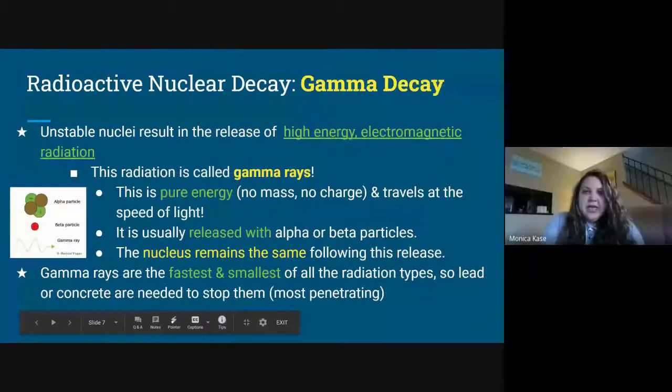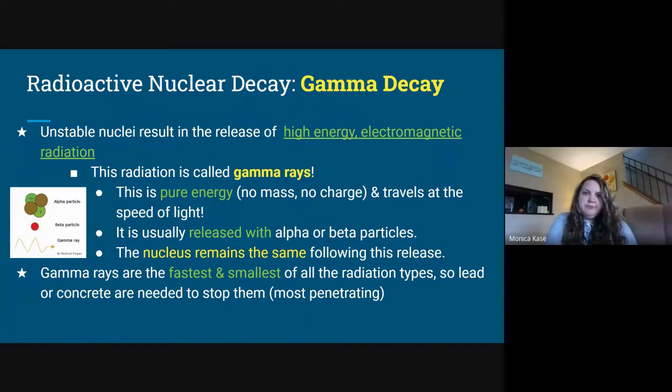All right, so let's take a look at gamma decay. It is when there is a release of high energy electromagnetic radiation. So this is pure energy. Those are your gamma rays. They have no mass and no charge, and they travel at the speed of light. They usually are released with alpha or beta particles, and the nucleus remains the same following the release. So gamma rays are the fastest and the smallest of all the radiation types. Lead and concrete are needed in order to stop them, and they are the most penetrating.